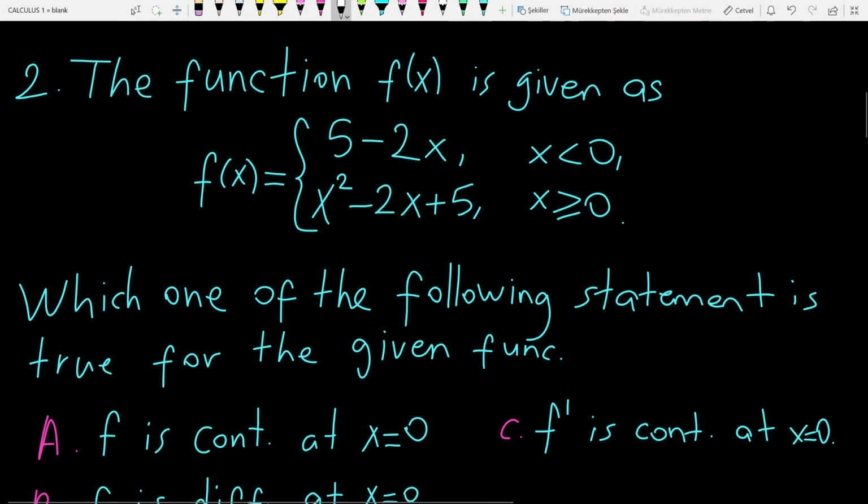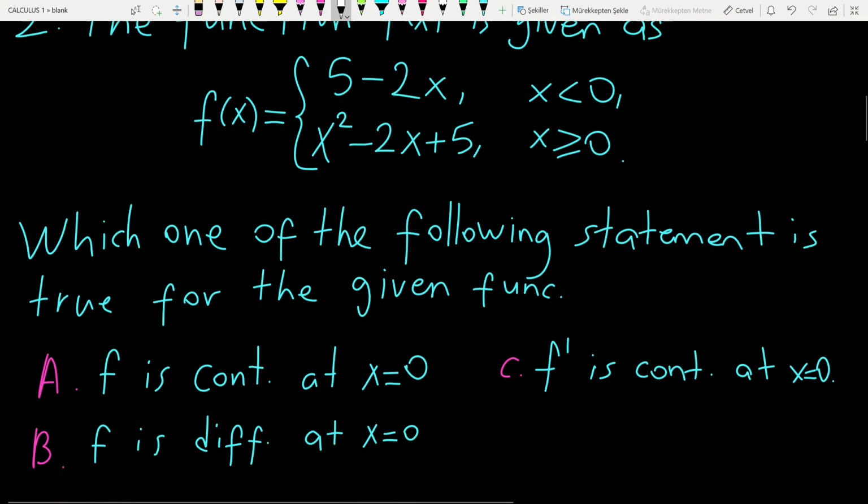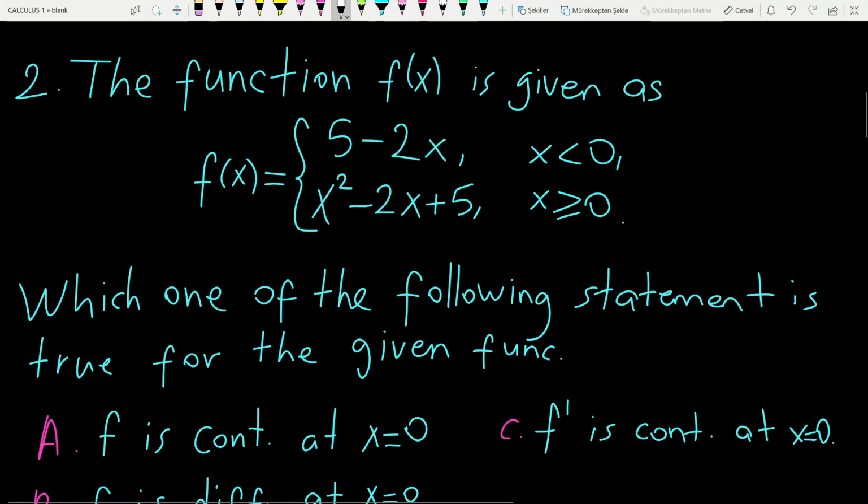Let's continue. A nice question about derivative, about the relation of continuity and derivative actually. A piecewise function is given here and the critical point is 0. Which one of the following statements is true for the given function? You may have this kind of questions in multiple choice exams also. The first choice is f is continuous at the point 0, so we should check the conditions of the continuity. We have three conditions of continuity.